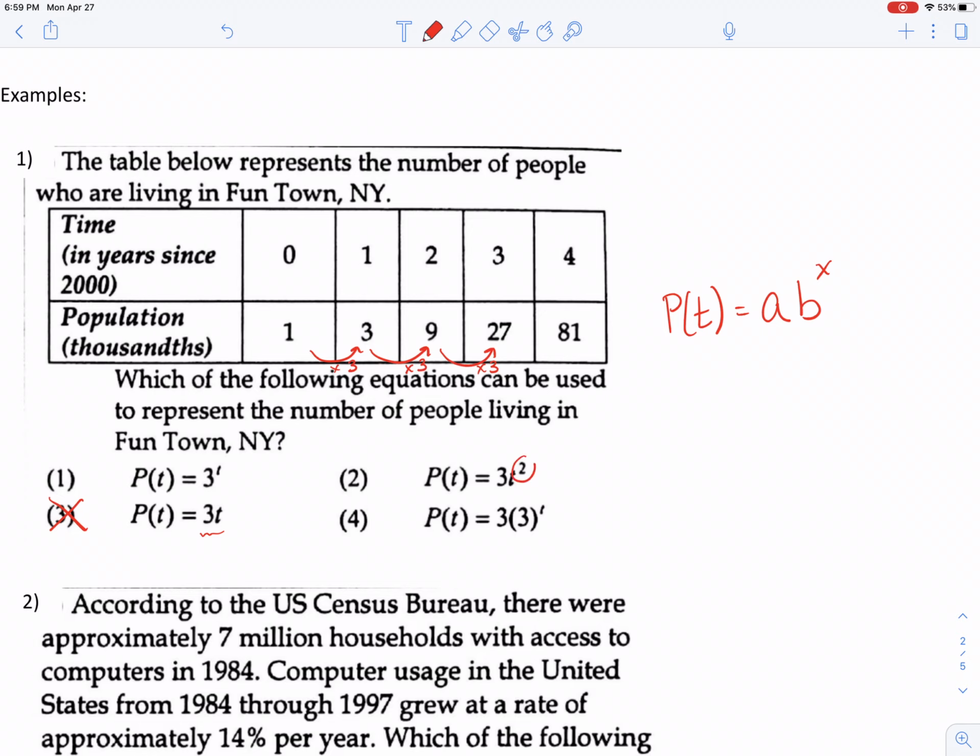Choice 2 has a squared. What type of function has an x squared in it, or in this case a t squared? Quadratic. It's not going to be a quadratic function. So we know it's an exponential function.